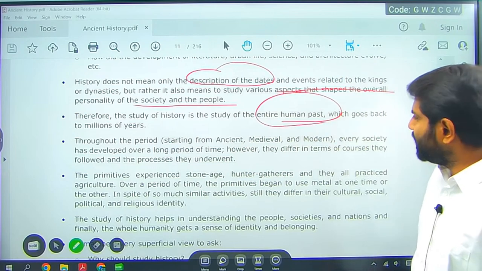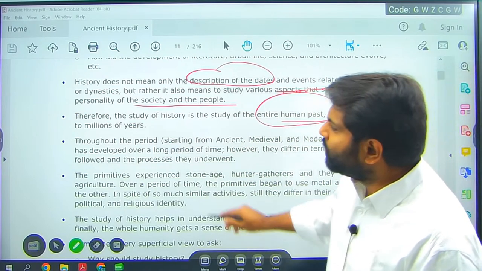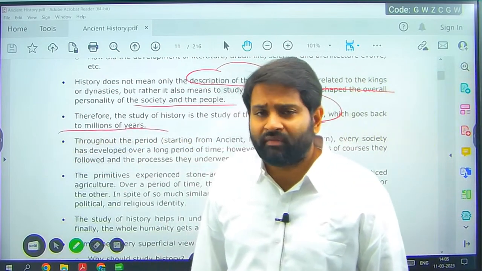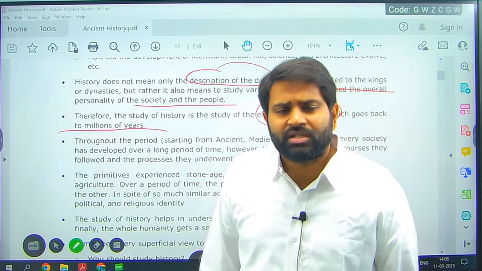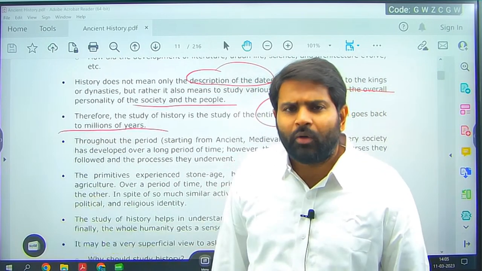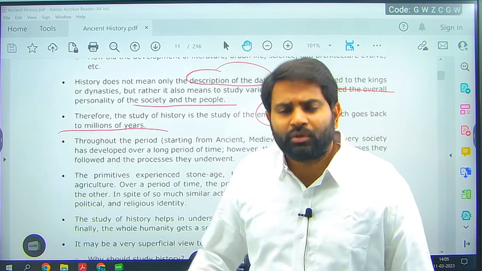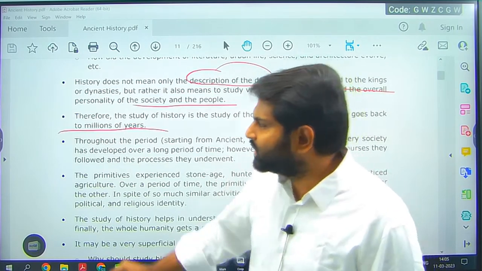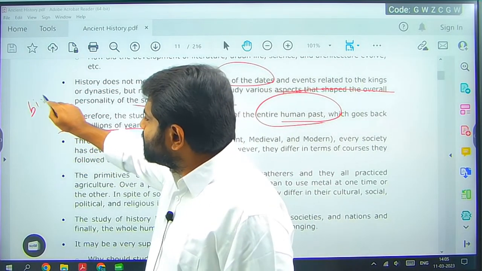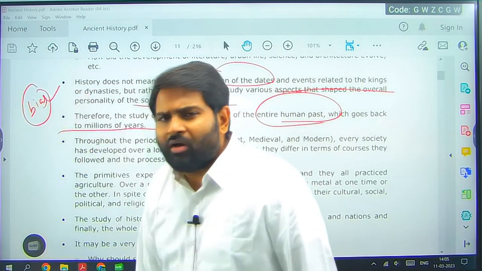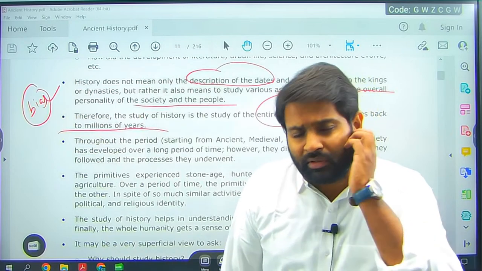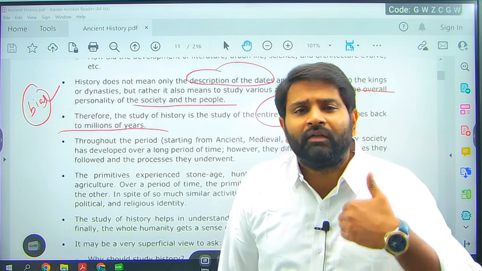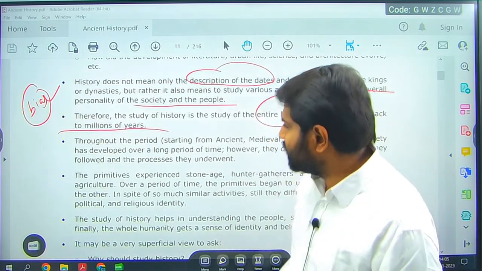is the study of the entire human past, which goes back millions of years. But we don't have the record of everything. That is what you need to remember. History is the study of the human past. But how do you remember everything? You just have to read through the books. When you read through the books or anything, it is basically through bias. So we are not sure how far we have data available, how far the numbers are available without bias, right?